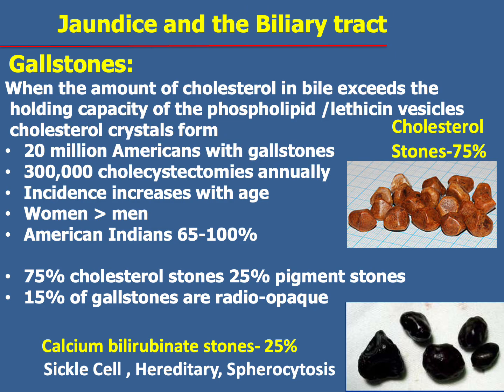When the amount of cholesterol in bile exceeds the holding capacity of the phospholipid lecithin vesicles, cholesterol crystals form. These crystals grow in the gallbladder to become visible gallstones. 75% of gallstones are cholesterol stones. Calcium bilirubinate or pigmented stones are seen in hereditary spherocytosis and sickle cell disease.